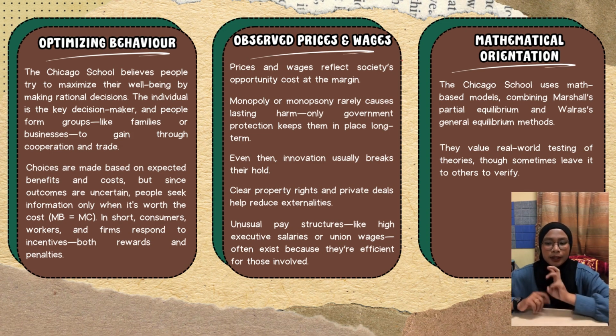And for the third, the mathematical orientation. The Chicago School uses mathematics-based models combining Marshall's partial equilibrium and Walras' general equilibrium methods. They also value real-world testing of theories, although sometimes they leave it to others to verify it.